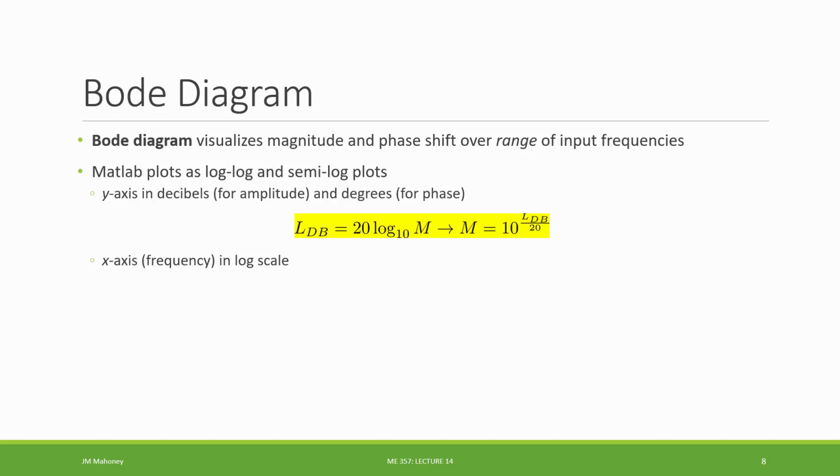And then the bottom plot is going to show us how the phase is going to change over the frequency range. The phase by default is going to be shown to us in degrees, but that is going to be in a linear scale.